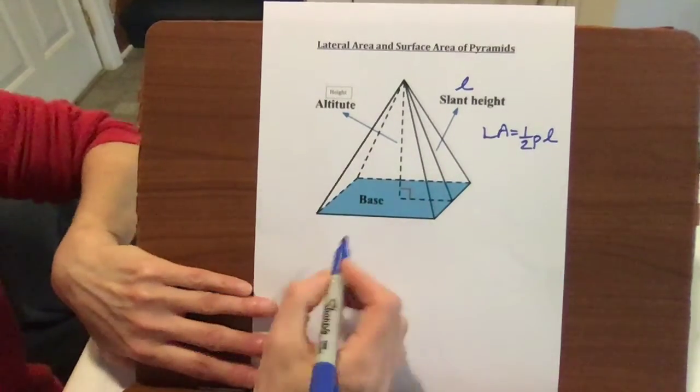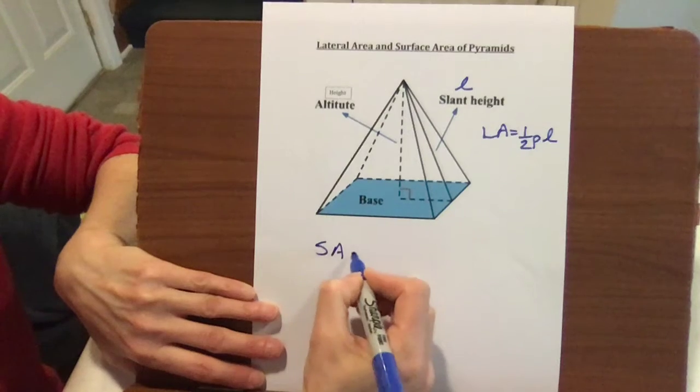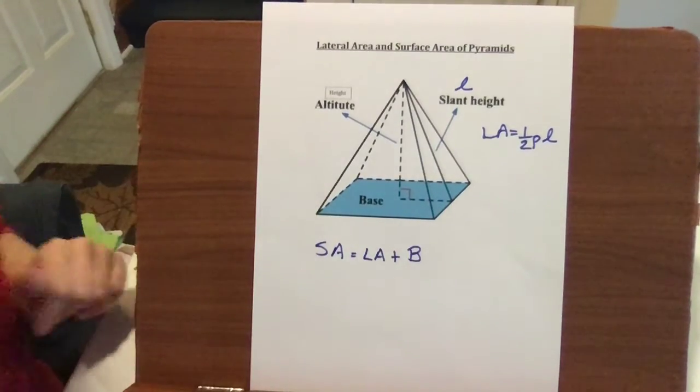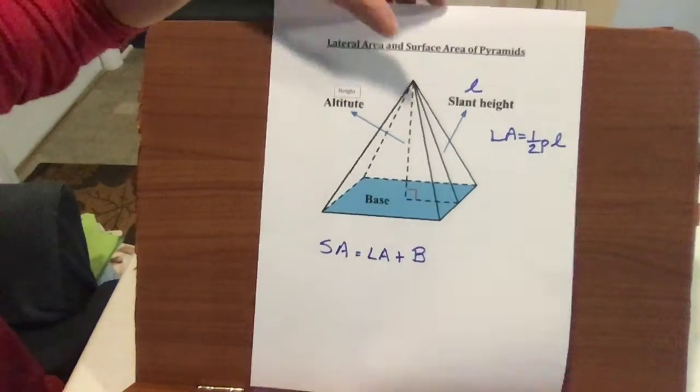All right, now to get surface area, it is lateral area plus one base area, because you only have one base in a pyramid or a cone. All right, so let's get started.